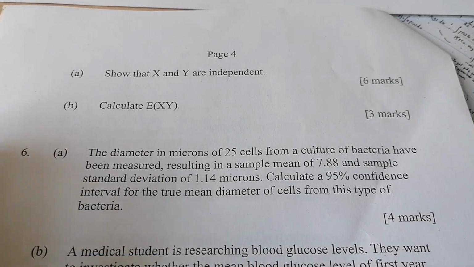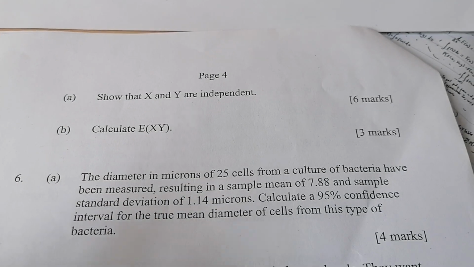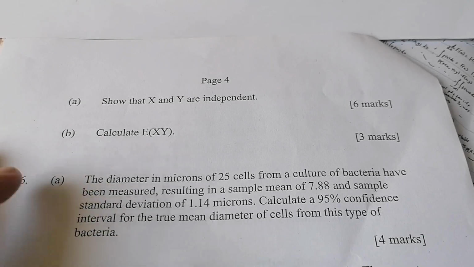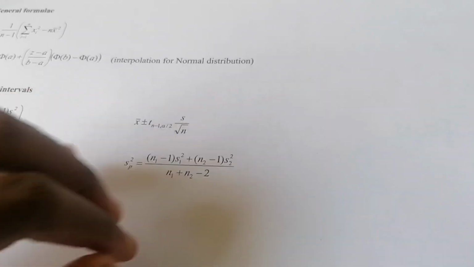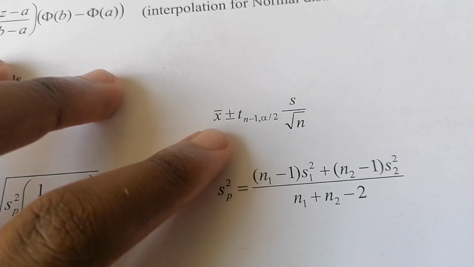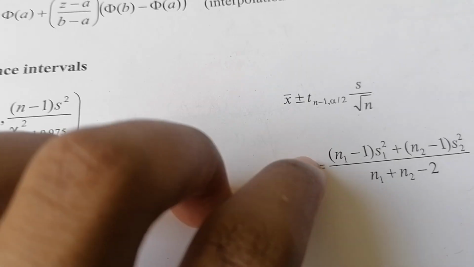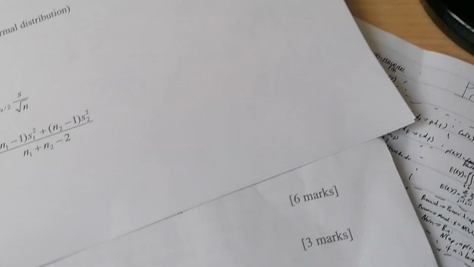Diameter in microns of 25 cells from a culture of bacteria have been measured, resulting in a sample mean of 7.88, standard deviation of 1.14. Calculate the confidence interval for the true mean diameter. That one was really fine, to be honest. Just using, where is it? Yeah, here. Because we don't have the population variance, only the sample, we have to use the t-distribution to estimate it. So with n minus 1 degrees of freedom, so 24 degrees of freedom in this case.